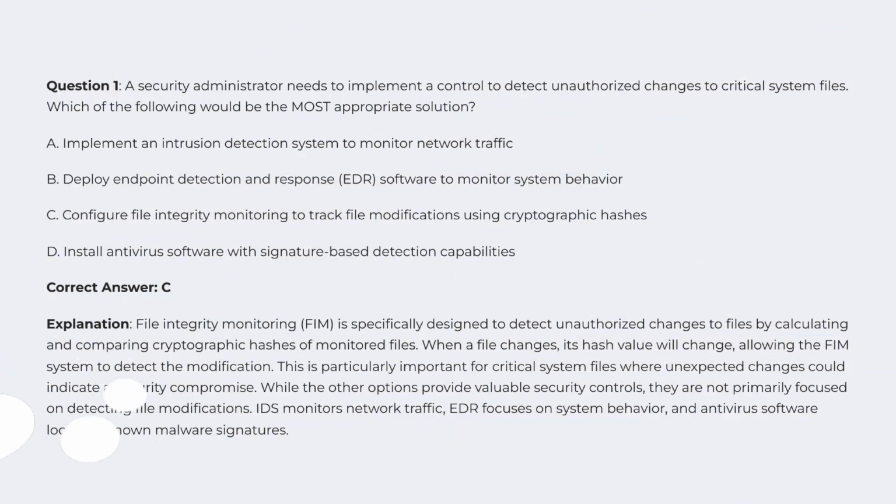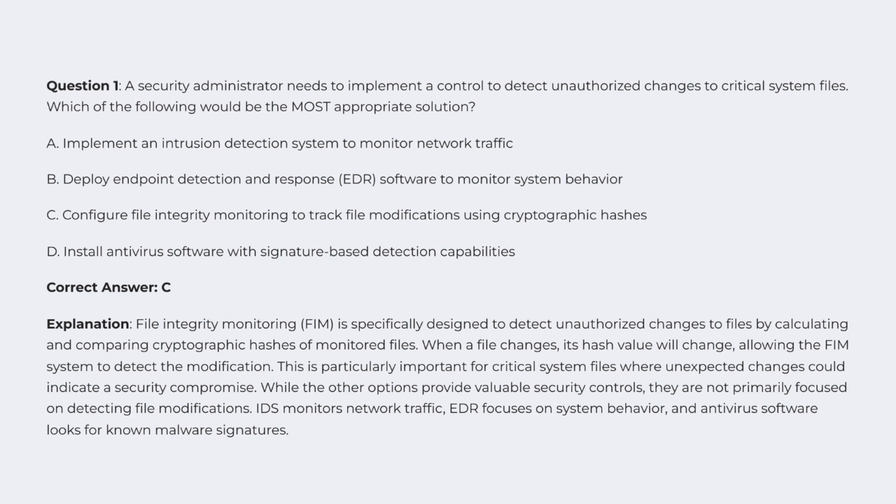Correct answer, C. Explanation. File integrity monitoring, FIM, is specifically designed to detect unauthorized changes to files by calculating and comparing cryptographic hashes of monitored files. When a file changes, its hash value will change, allowing the FIM system to detect the modification. This is particularly important for critical system files where unexpected changes could indicate a security compromise.